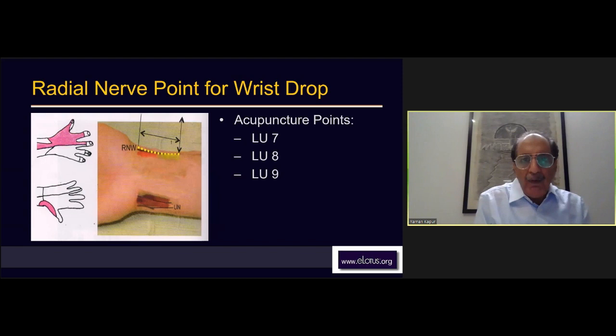Now we come to the radial nerve point. Again, a very important point in our practice, because we get a lot of patients for wrist drop. On your left-hand side you can see the area where the patient has a problem, on the dorsum of the hand. The acupuncture points which you will be pricking for radial nerve problems will be lung 7, lung 8, and lung 9. But in addition to that, you will also be pricking along the pathway of the radial nerve, which is shown with the yellow dots.